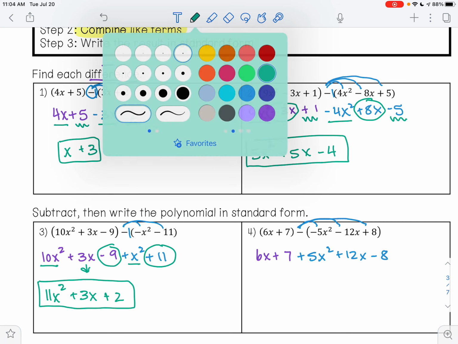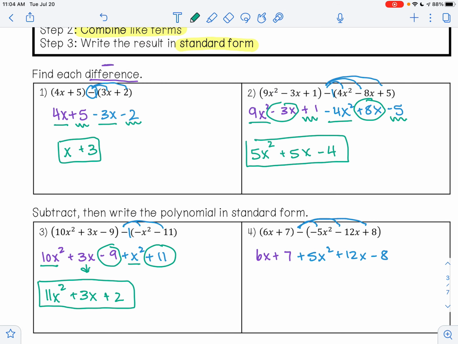From here, I can go ahead and combine like terms. 6x has a like term with 12x. That's going to give me 18x. 7 has a like term with negative 8. 7 minus 8 is negative 1. 5x squared doesn't have a like term, so I'm going to go ahead and bring that one down.